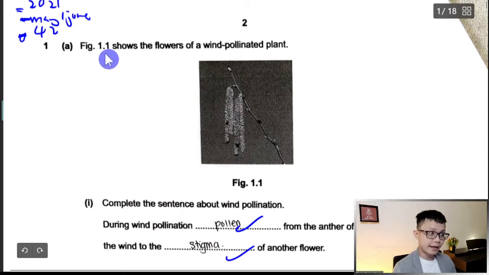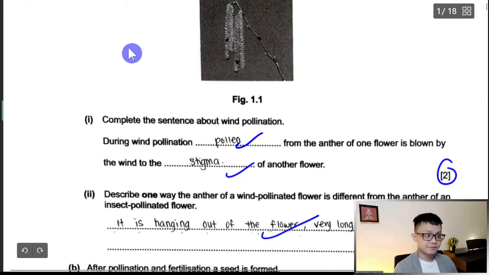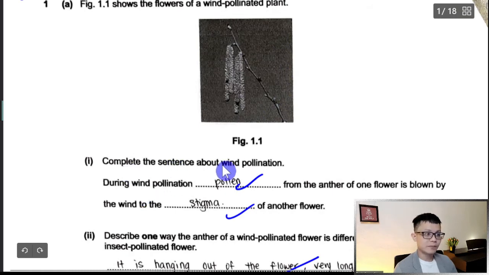Figure 1A, the flower shows wind pollination. Very fast, we just go through. Complete the sentence about wind pollination. During wind pollination, pollen from the anther of the flower is blown by the wind to the stigma of another flower. So the pollen blows out to another stigma. We can look at the picture. Usually it's not pretty, correct or not?